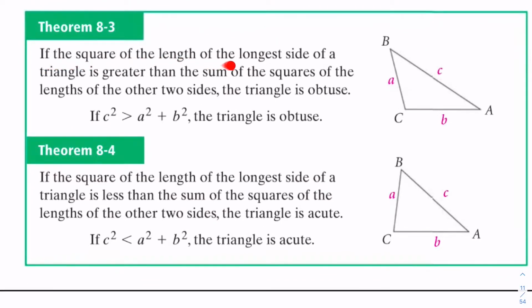Okay, and then here's another one. If the square of the length of the longest side of a triangle is greater than the sum of the squares of the lengths of the other two sides, the triangle is obtuse. Take a look here. If c squared is equal to a squared plus b squared, we have a right triangle. If c squared is greater than a squared plus b squared, look at how it gets larger. What it does is it takes this triangle and it opens it larger. The longer that the hypotenuse is, the greater of an angle this becomes, making this an obtuse angle.